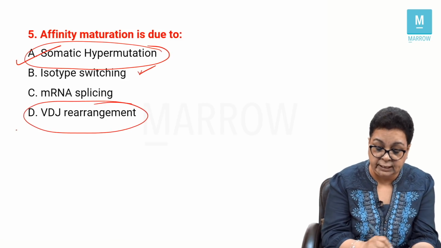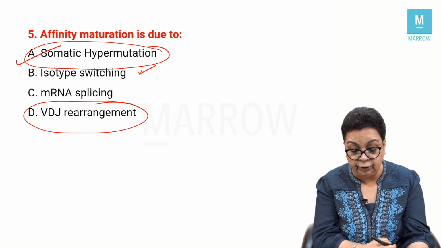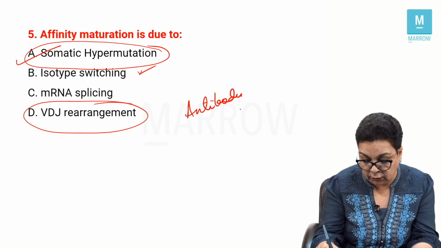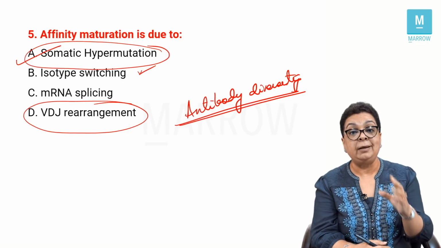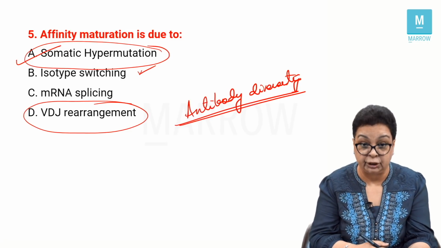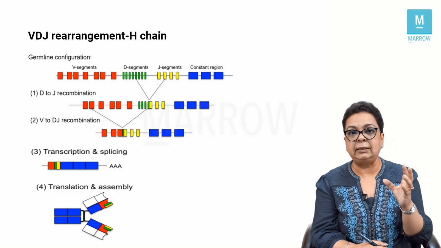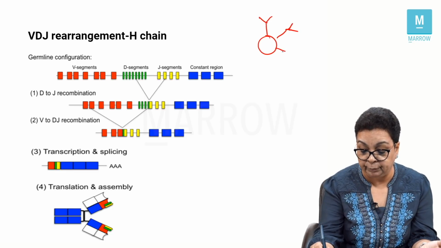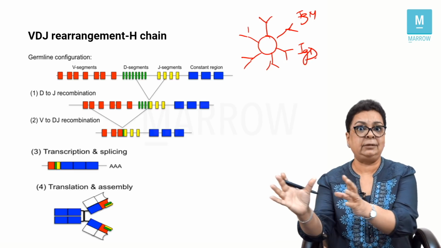Let's talk about VDJ rearrangement, because many students, I think, have answered this. VDJ rearrangement is responsible for the antibody diversity, the huge diversity of the antibodies produced by different B cells. That is because of the VDJ rearrangement. If you look at this, you all know, I'm sure, what receptor B cells have. The antibody that they are going to secrete later is already present on their surface as the B cell receptor. And this is of two classes, IgM and IgD, right? That's in a mature B cell.